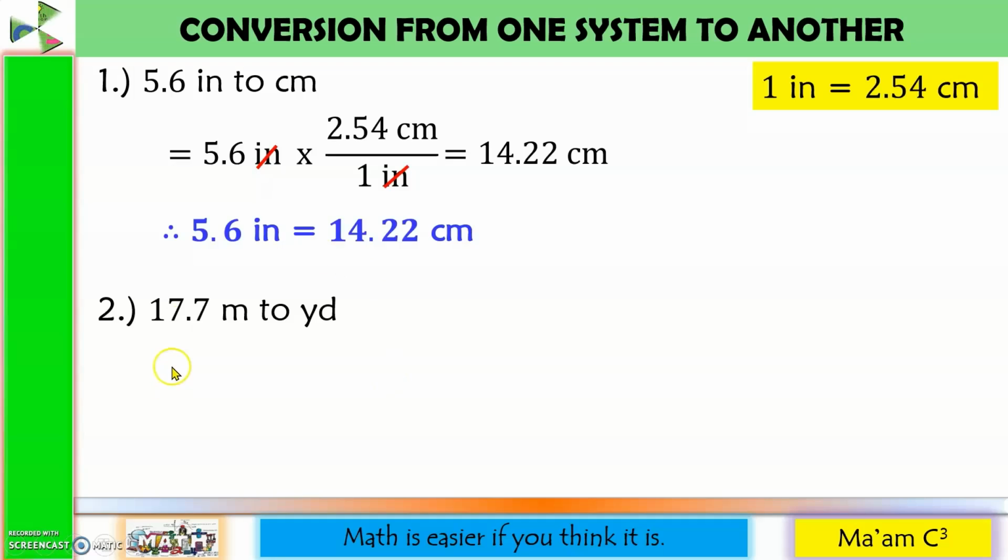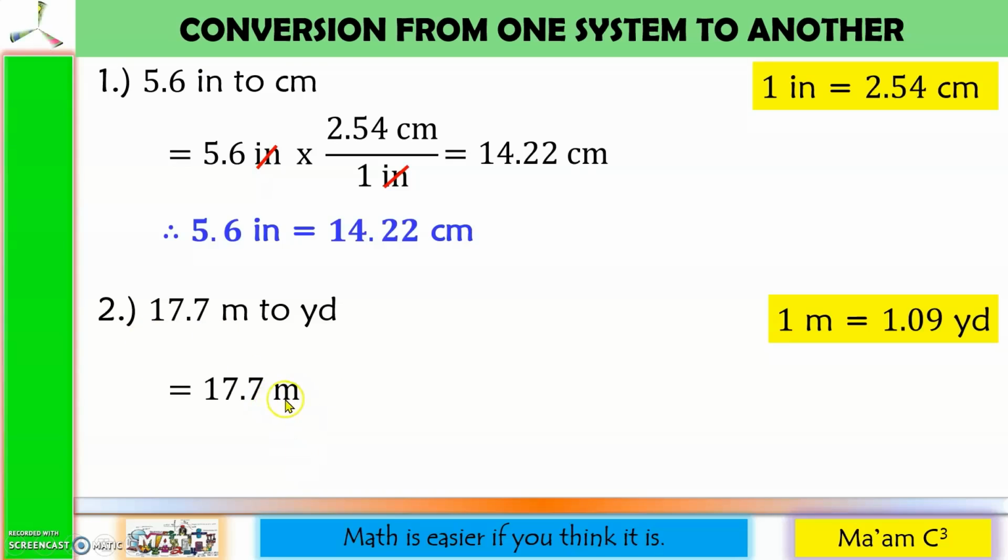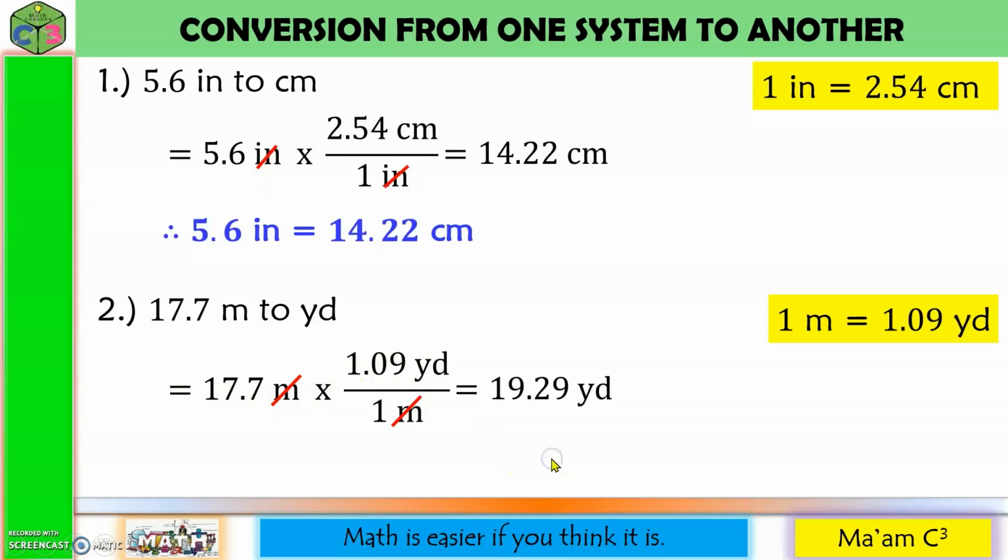Number 2, 17.7 meters to yards. So from metric to English system. Our conversion factor is 1 meter is equal to 1.09 yards. Let us copy 17.7 meters. Meter is in the numerator, so the meter here should be in the denominator. So times 1.09 yards over 1 meter. So let us cancel the meters. 17.7 times 1.09 is 19.29 yards. Therefore, 17.7 meters is equal to 19.29 yards.